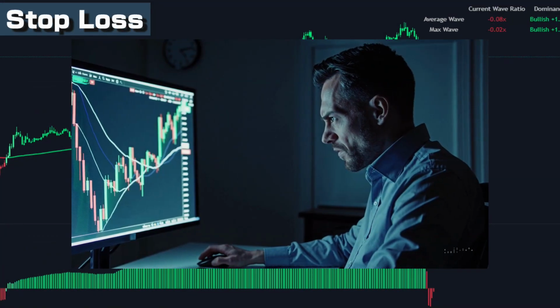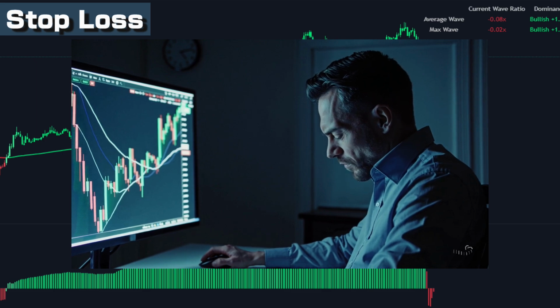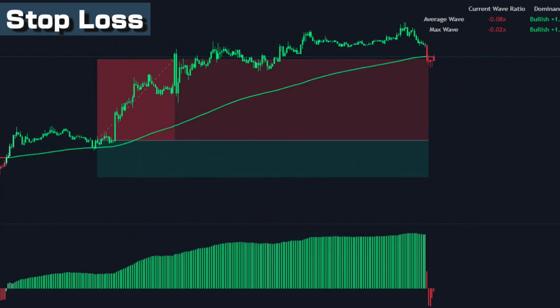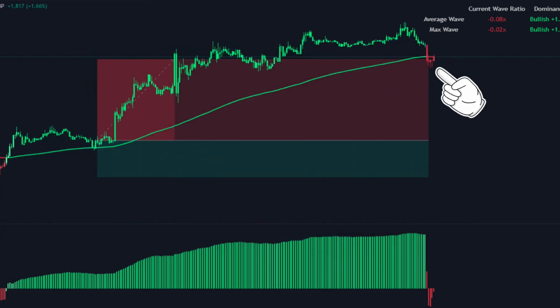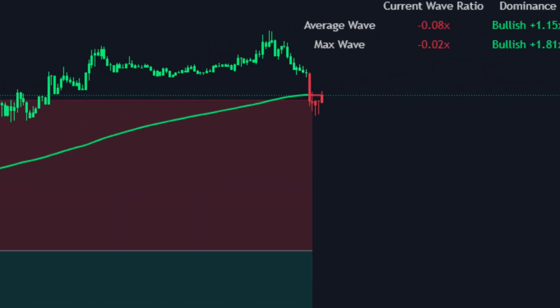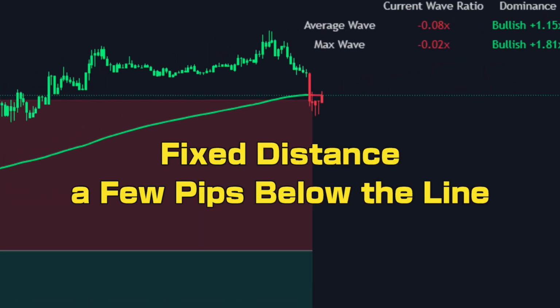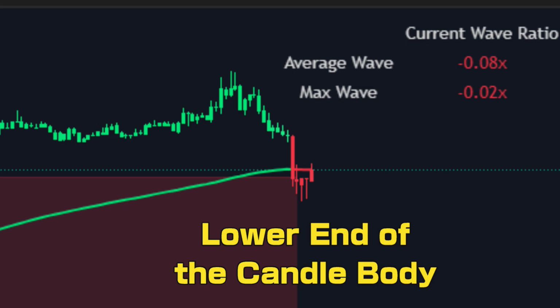Cutting losses is the scariest part right after entering a trade, right? So where do you make your exit? Here's how to manage your stop loss. If a candlestick closes below the trend line, cut your losses. For a stricter approach, set the stop loss a few pips below the line or below the candlestick body.